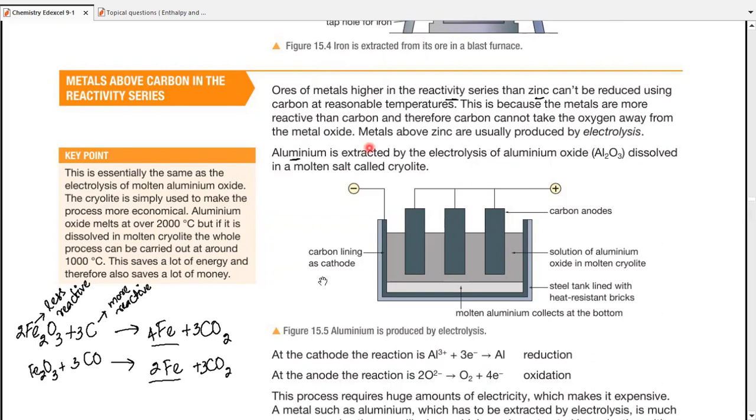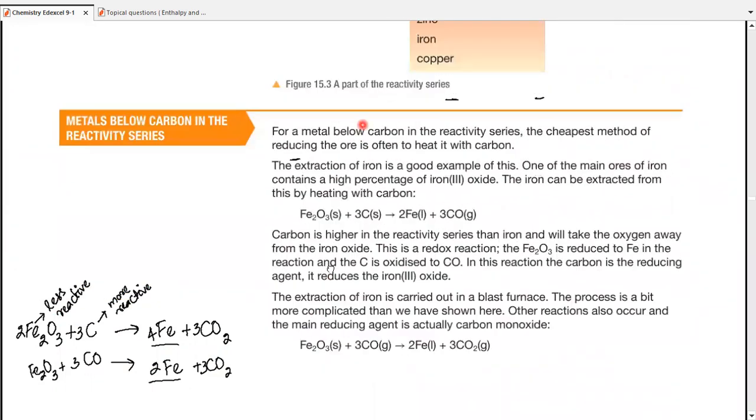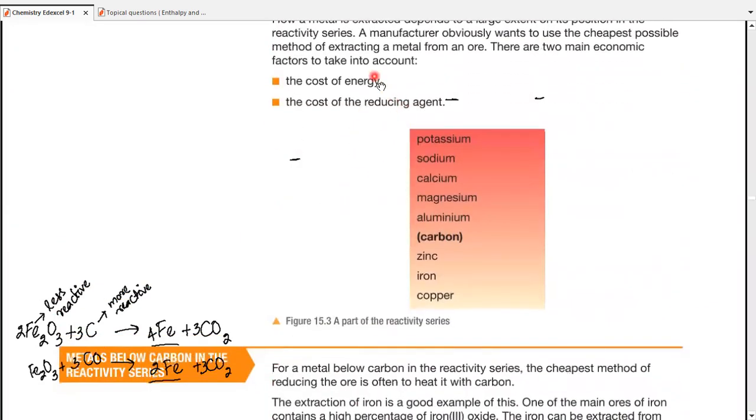In order to confirm it, I'm going to go back to the reactivity series. Let's take a quick look. Now, you see carbon right over here. Carbon is capable of displacing iron because iron is below carbon. But carbon won't be able to displace any of these: aluminum, magnesium, calcium, lithium, sodium, potassium. Lithium is missing over here, but it definitely is above carbon in the reactivity series. So carbon won't be able to carry out a displacement reaction like this. We need a different method.